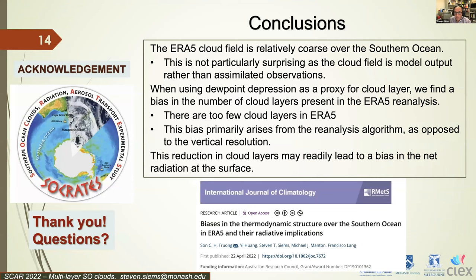So that's the talk. The conclusion is that ERA5, the cloud field, is relatively coarse over the Southern Ocean. This is not particularly surprising as it's a model product. But if we use dew point depression as a proxy, we still find a large bias. Even though ERA5 assimilated this, the algorithm smooths out the thermodynamics, which prevents us from developing these thin cloud layers into the future when we simulate the cloud.